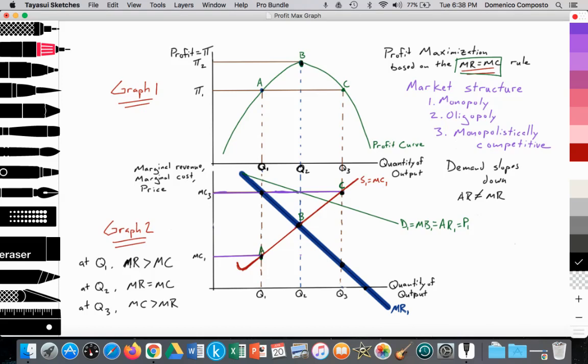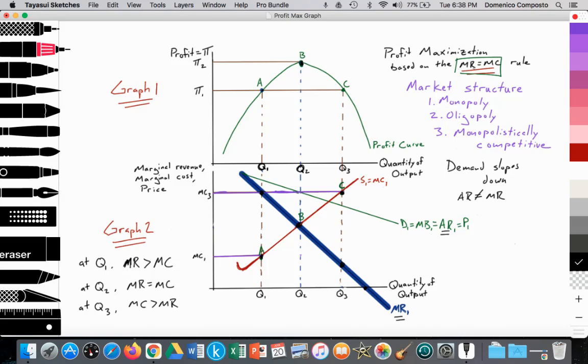We notice that we have two downward sloping revenue curves. We have a demand curve, downward sloping according to the law of demand, labeled D1, equal to our marginal benefit, which is equal to our average revenue, essentially equal to price, the price that consumers are willing and able to pay for a particular good or service. And we also have a downward sloping marginal revenue curve labeled MR, and we notice that the AR is greater than the MR because we're going to assume that the firm is not price discriminating. Okay.